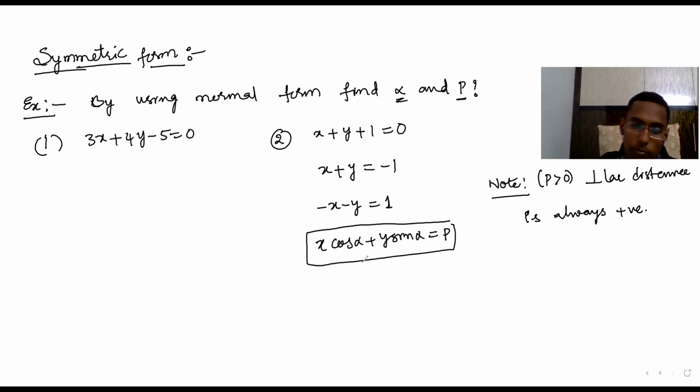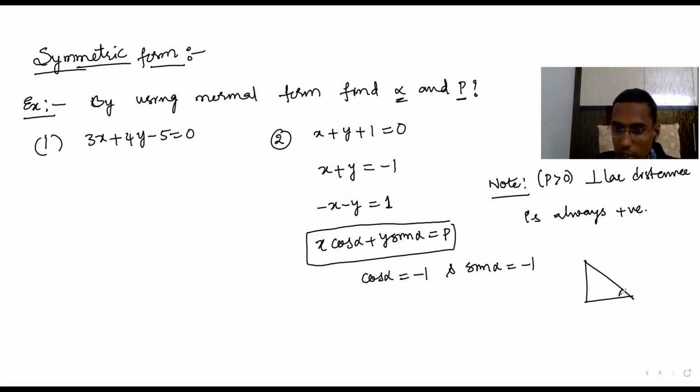So what is that? Here what you can see is cos alpha. In the place of cos alpha, you are seeing -1, and -1 for sin alpha. This is not possible. Yes or no? So what we can do here, let's say this is alpha, so this is 1, then this is also 1. That means this must be √2. Yes or no?